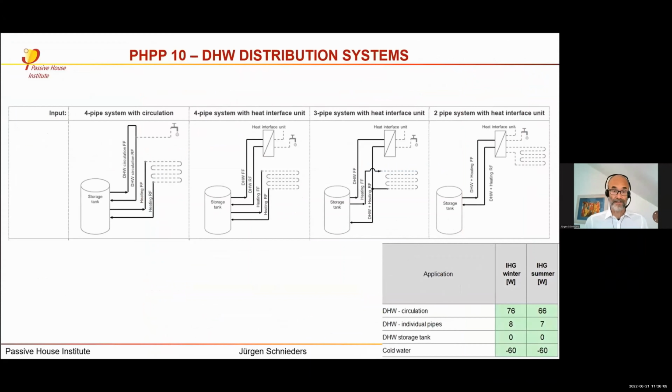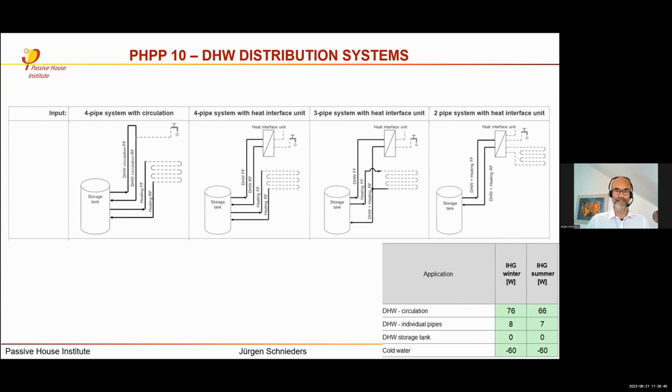Now, domestic hot water distribution systems. Domestic hot water is the major energy consumption together with household electricity in a passive house. So we are very good at heating, but the useful energy demand for domestic hot water is on the order of magnitude of heating in a passive house plus distribution losses. And so we improved the way, or added additional options, how hot water distribution systems can be modeled.